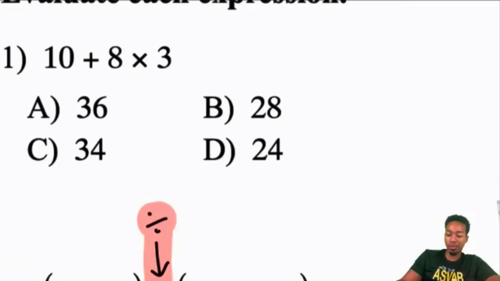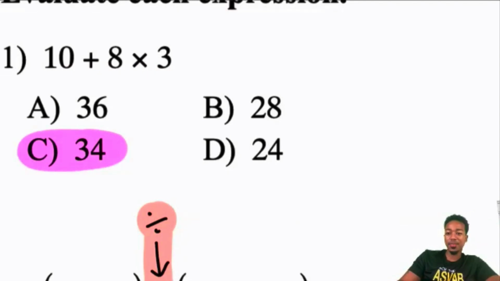10 plus 8 times 3. We're taking a look here. Order of operations says multiply first, then we add. So 8 times 3, that's going to be 24. And then plus 10, 34. Answer is C.